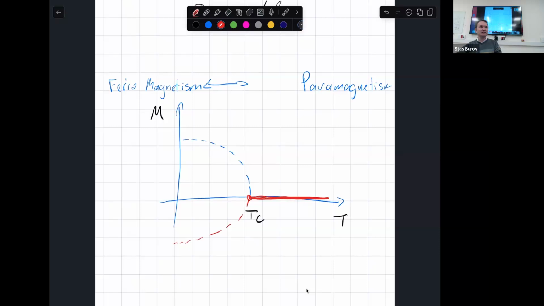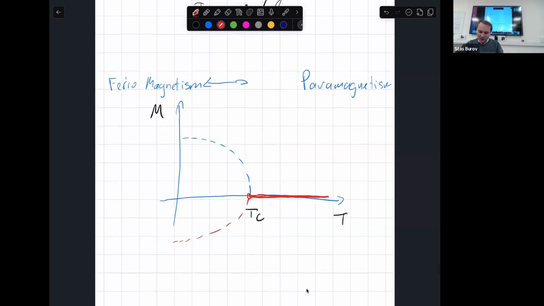Now this TC, we can say critical temperature, but it has the original name. C stands not for critical, but Curie. And it's not Marie Curie, it's her husband, Pierre Curie, that made this discovery. Okay? So the idea is you take a paramagnet.